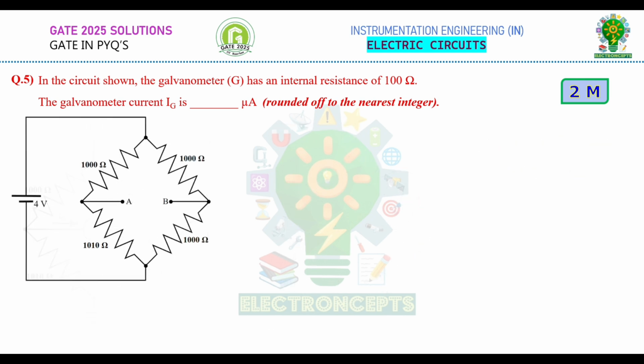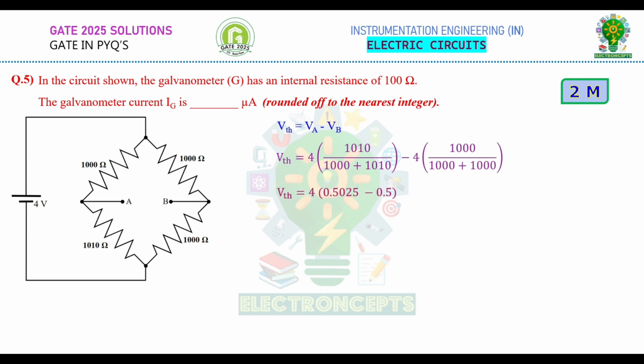By using this circuit, let us calculate the values of VTH and RTH. We know that Thevenin's voltage VTH is the difference between the nodes A and B. To calculate node voltages VA and VB, we can apply the voltage division rule. By applying the voltage division rule, we get the value of Thevenin's voltage VTH as 0.01 volt.